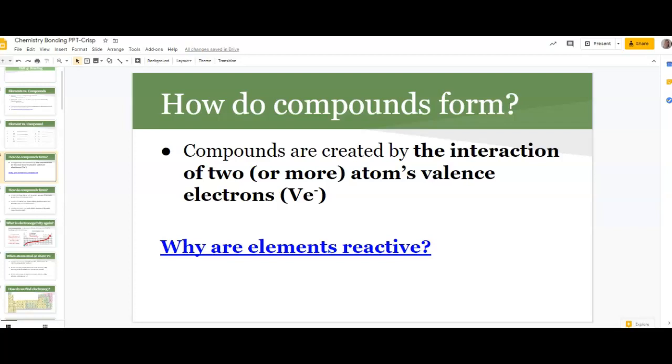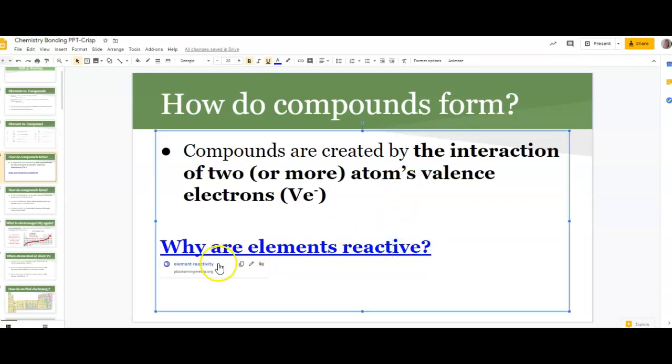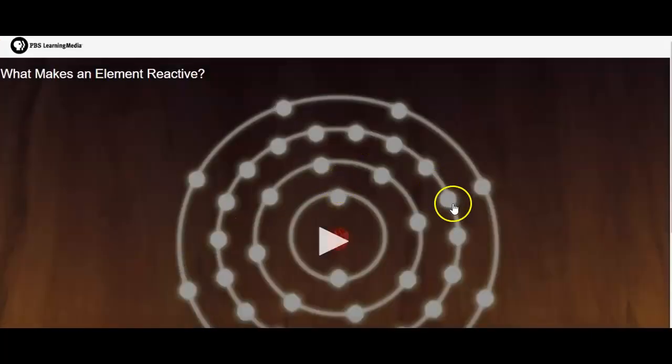So continuing where we left off, we're now going to learn about how compounds form. And again, this really has to do with an interaction of the electrons that are present on the outermost part of an atom. And we call these valence electrons. So I'm going to show you this little video because I think it helps kind of understand how that happens. So let me pop that open.